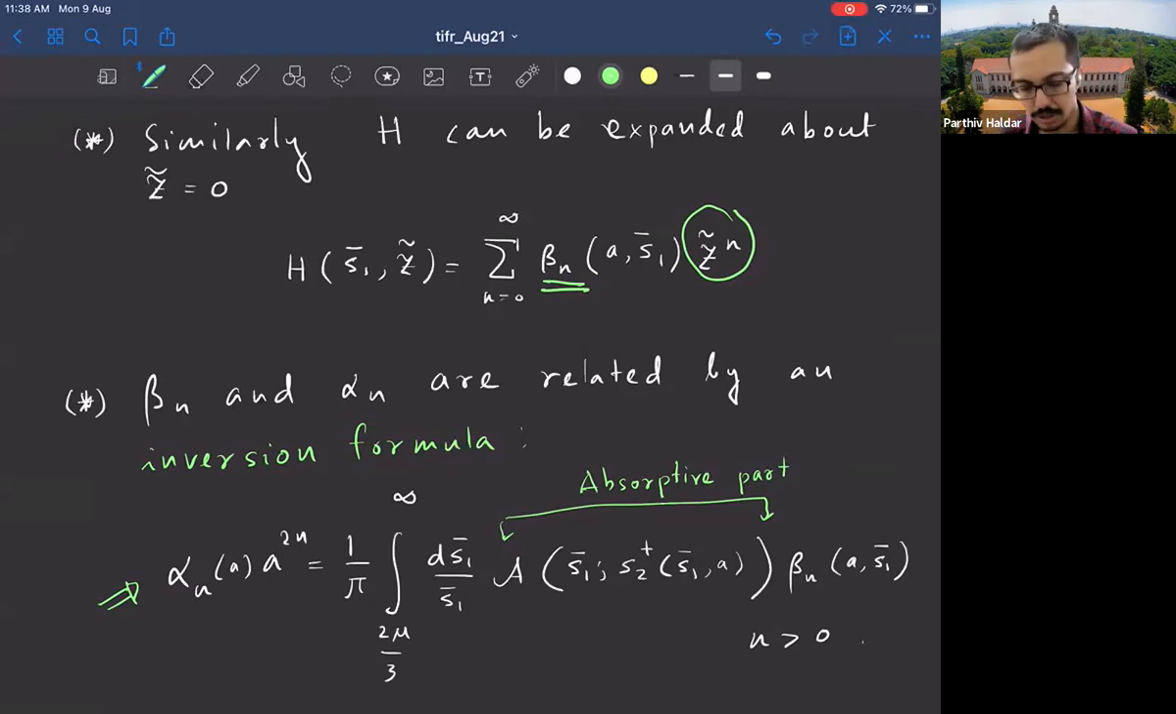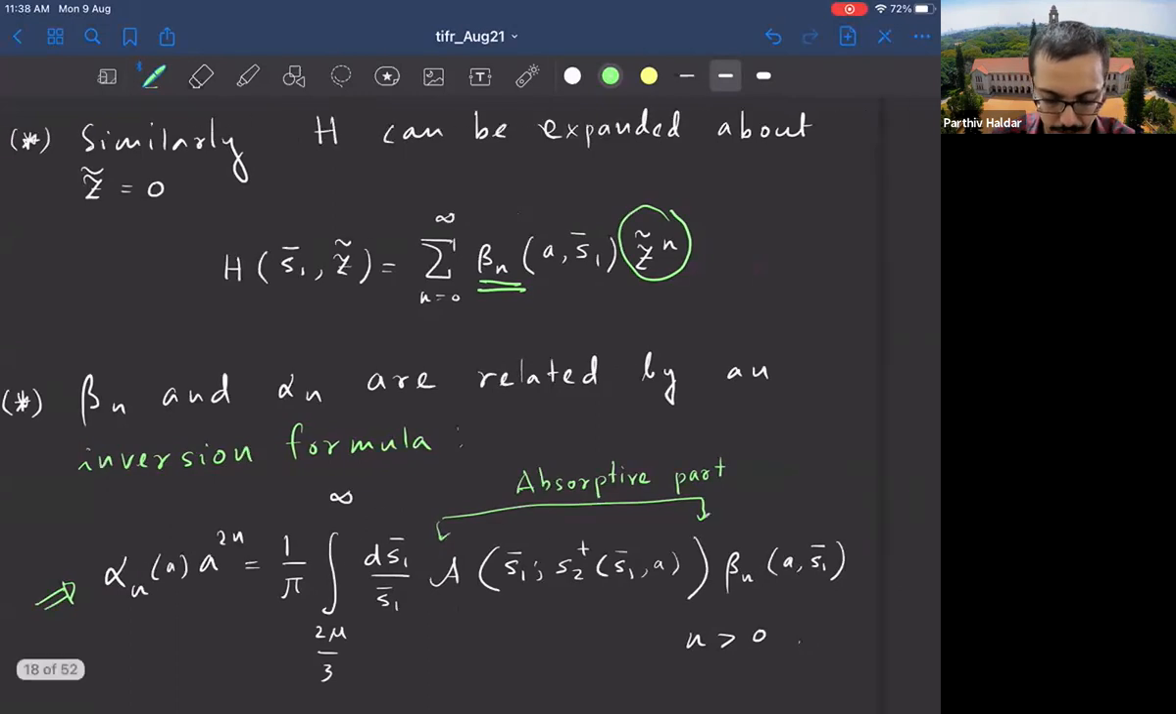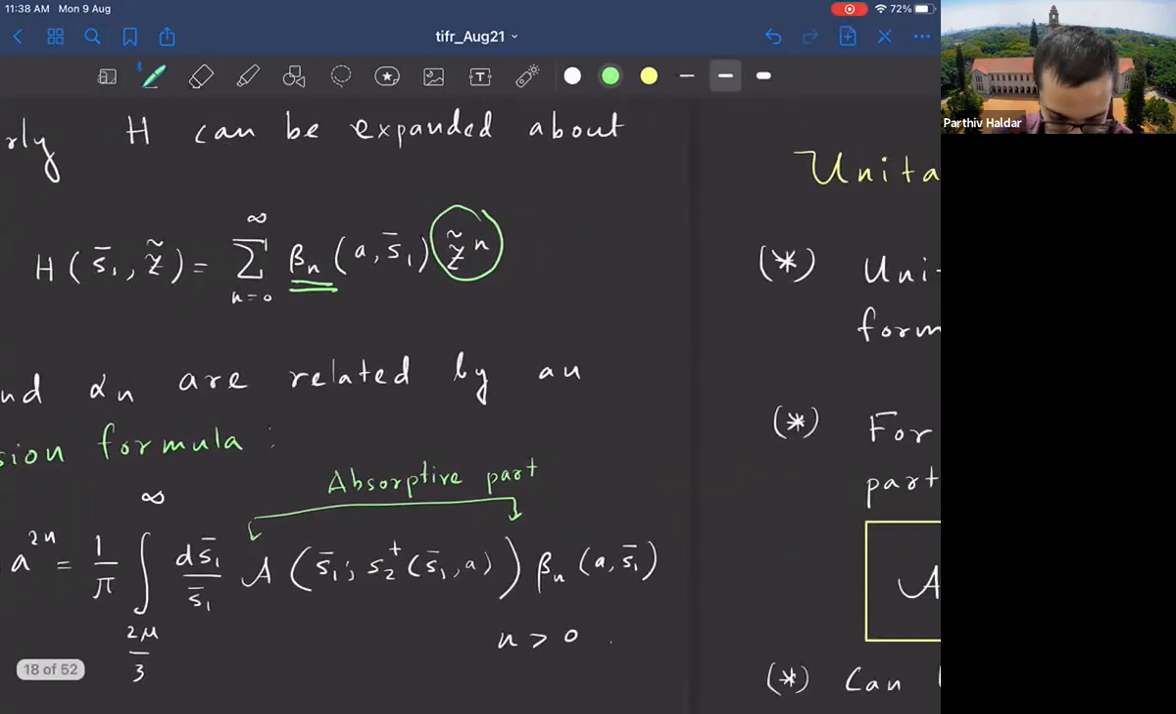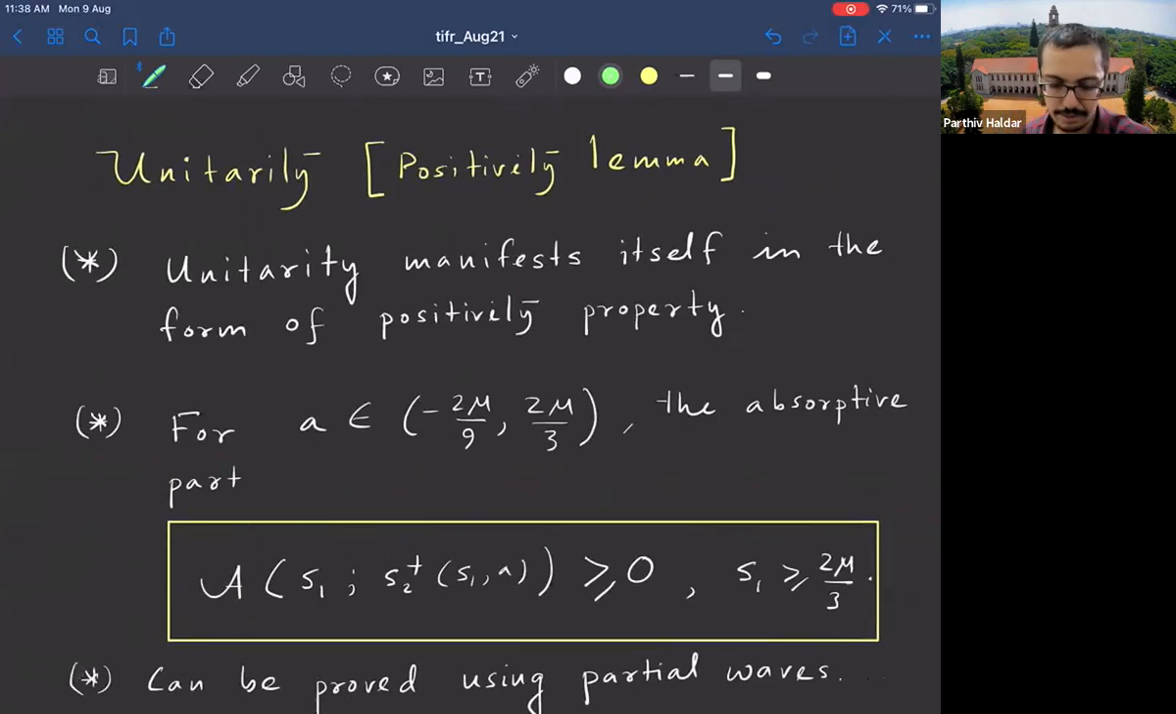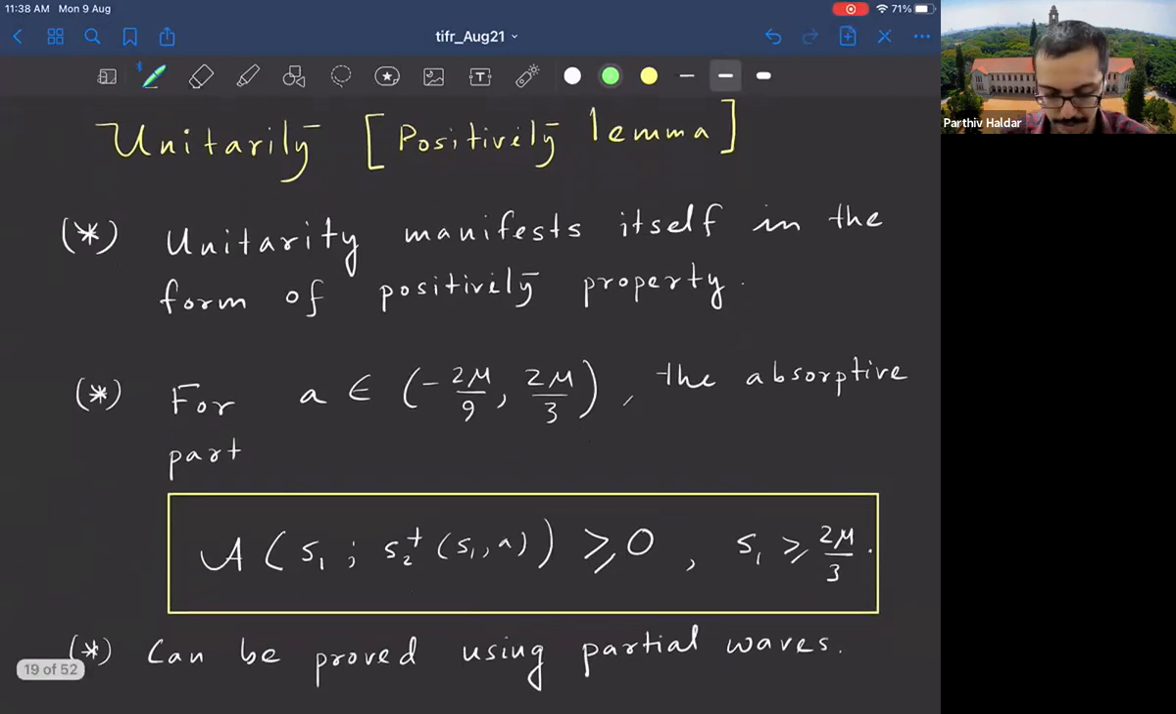Okay. So far we have talked about analytic structures, but I have not told you the most important part that should enter, which is unitarity. What is the unitarity constraint and how does it manifest? Unitarity manifests itself in the form of a positivity property, which I'm calling the positivity lemma. The statement is that for A in the regime between minus 2 mu and 2 mu 3, which we are going to call the analytic domain, in the sense that there is no branch cut within the disk.